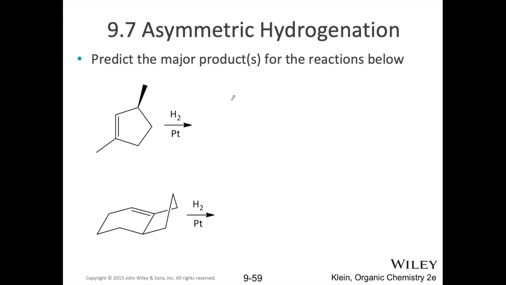Okay, so when we add our hydrogens to this, if we have our hydrogens add on top of this double bond that's over here, this methyl group gets pushed away from us. Or if we have them add to the bottom of that bond, then that methyl group gets pushed towards us. Okay, so these are the two possible products we'd see.